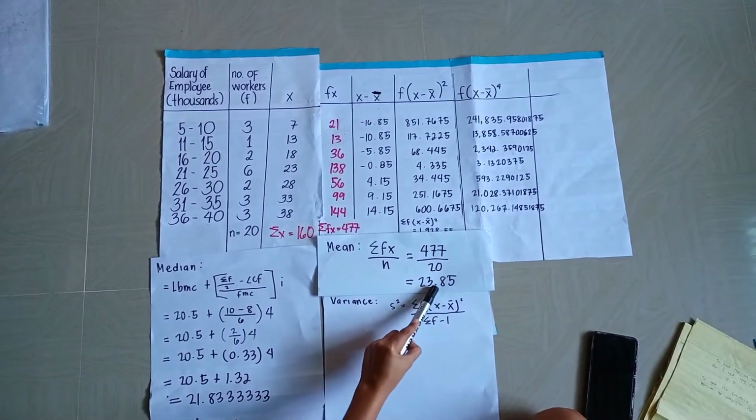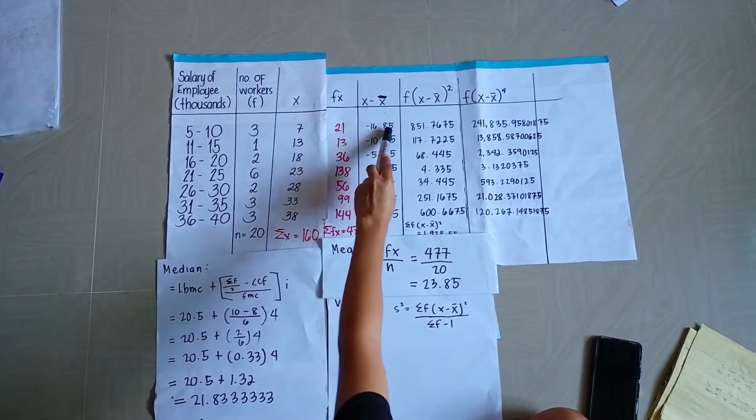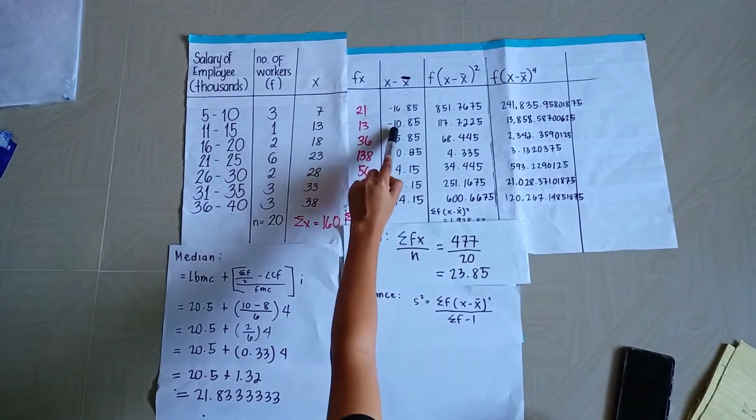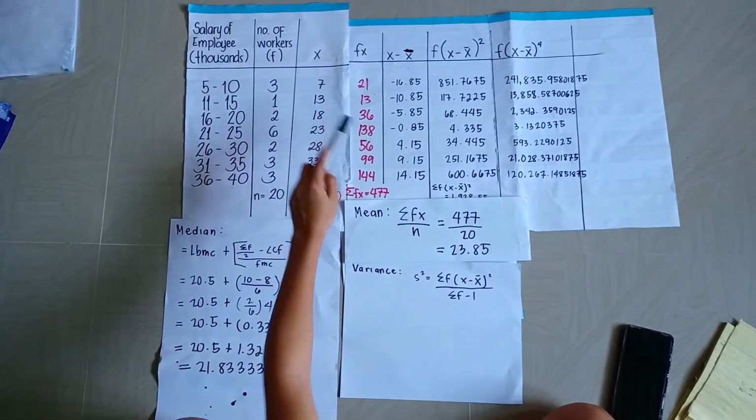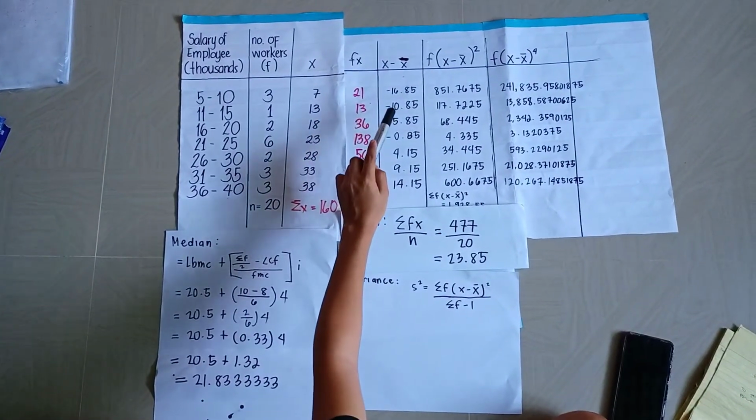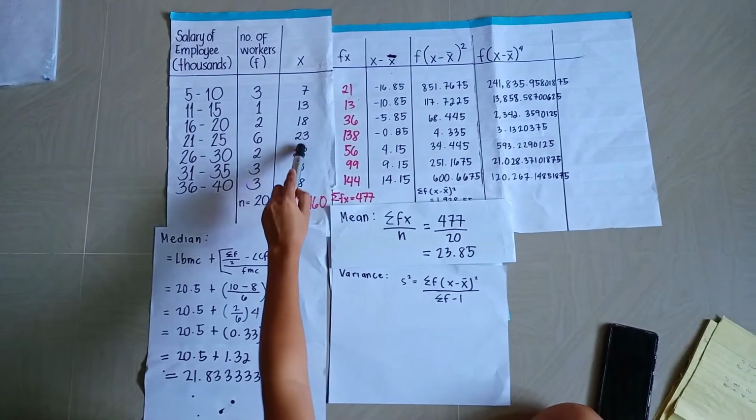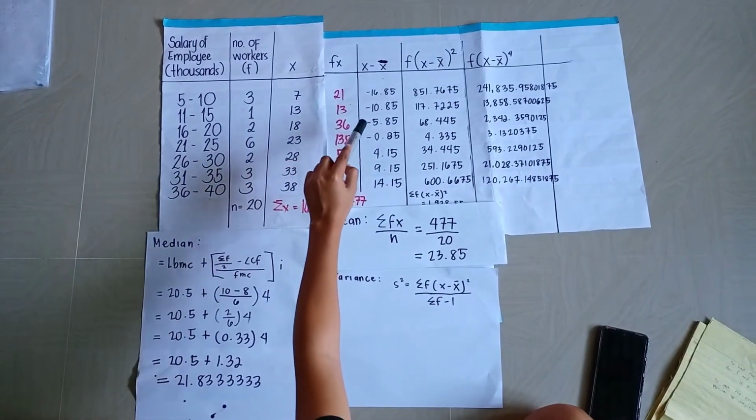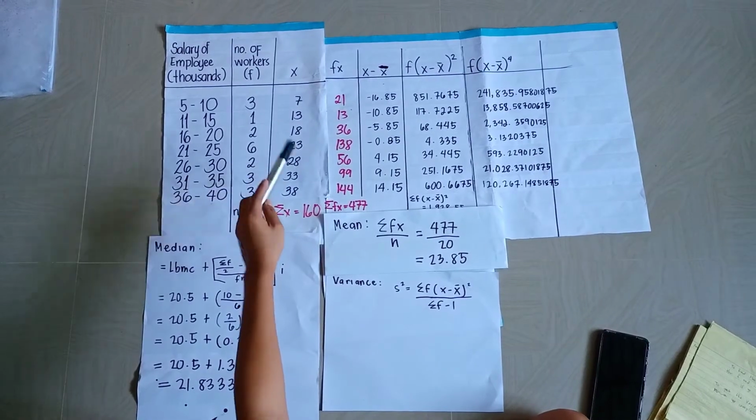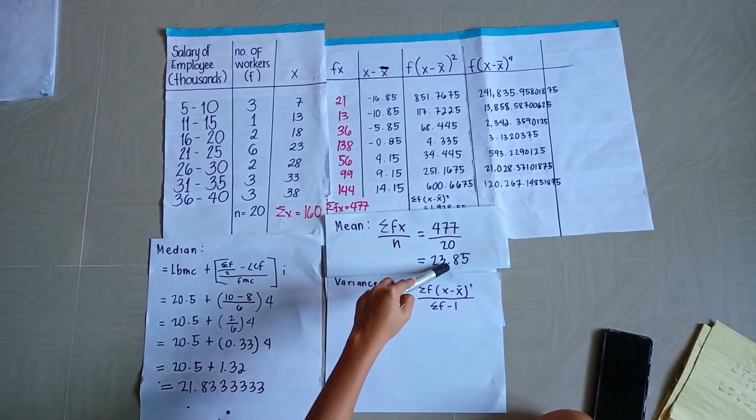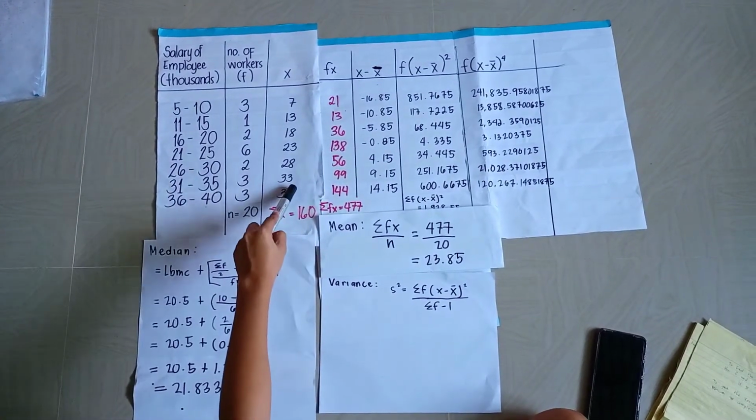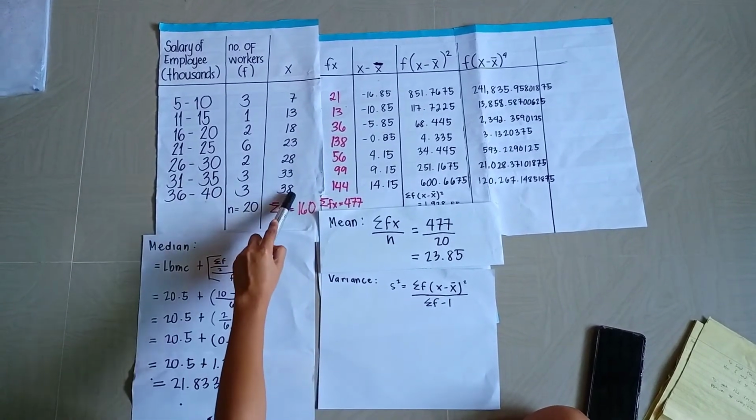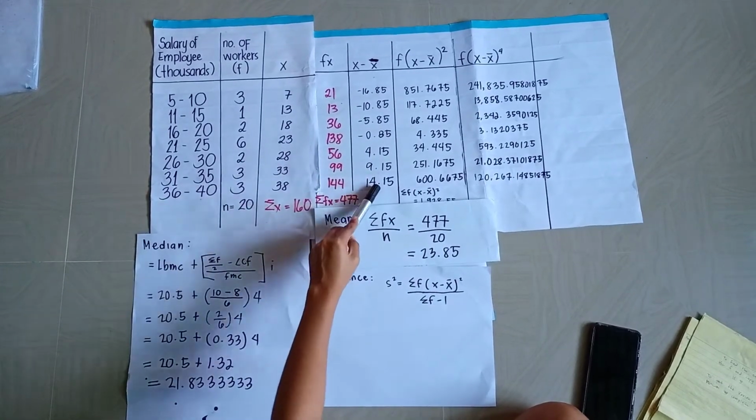7 minus 23.85 is equal to negative 16.85. 13 minus 23.85 is equal to negative 10.85. 18 minus 23.85 is equal to negative 5.85. 23 minus 23.85 is equal to negative 0.85. 28 minus 23.85 is equal to 4.15. 33 minus 23.85 equals 9.15. And 38 minus 23.85 is equal to 14.15.